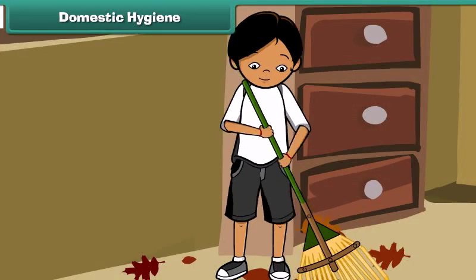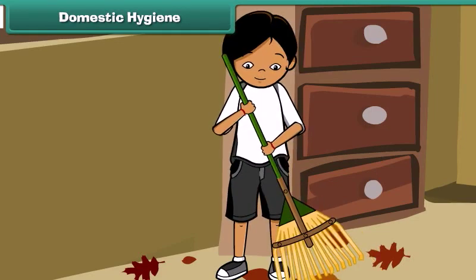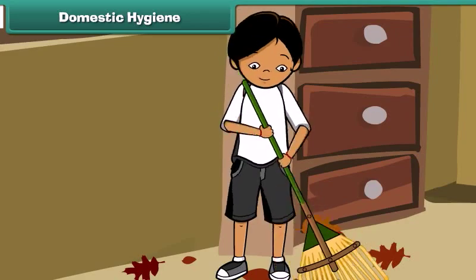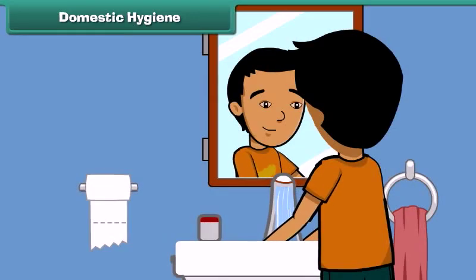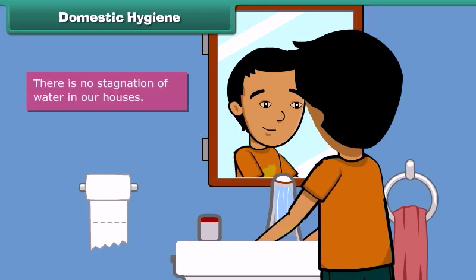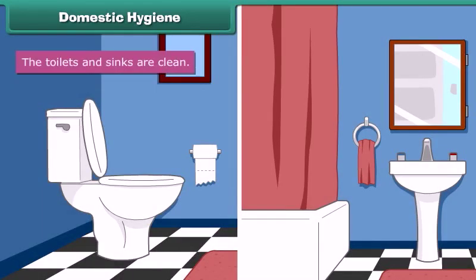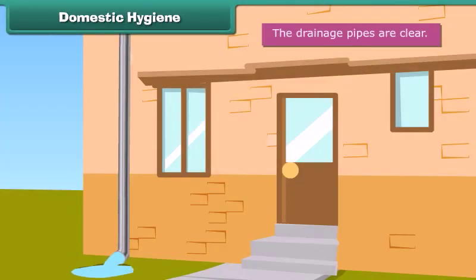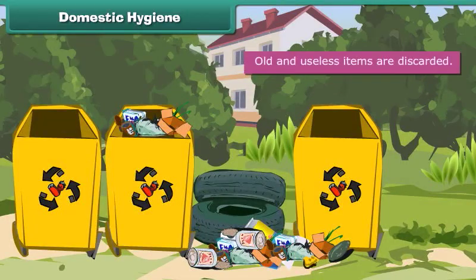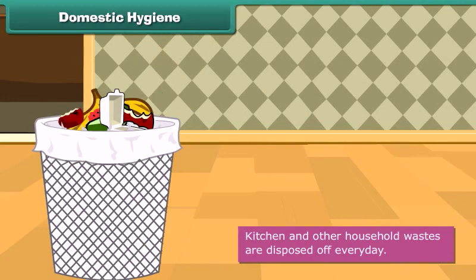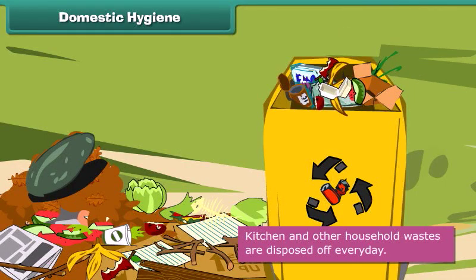Domestic hygiene. Cleanliness of surroundings begins with domestic hygiene. It involves keeping our homes neat and clean. We can maintain domestic cleanliness by making sure that there is no stagnation of water in our houses, the toilets and sinks are clean, the drainage pipes are clear, old and useless items are discarded, and kitchen and other household wastes are disposed of every day.